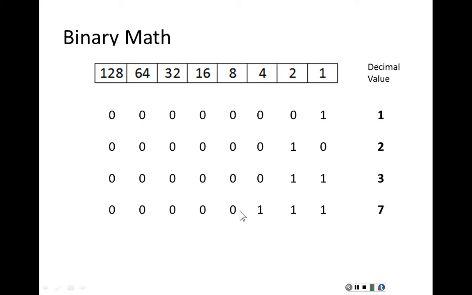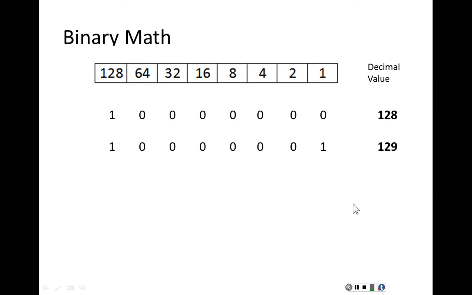If we have 5 negative impulses and 3 positive impulses, 5 zeros, 3 1s, that equals 7. How do you get that? We have a 1, we got a 2, we got a 4, but we have no 8s and no 16. So in this case, 1, 1, and 1 is equal to 7.